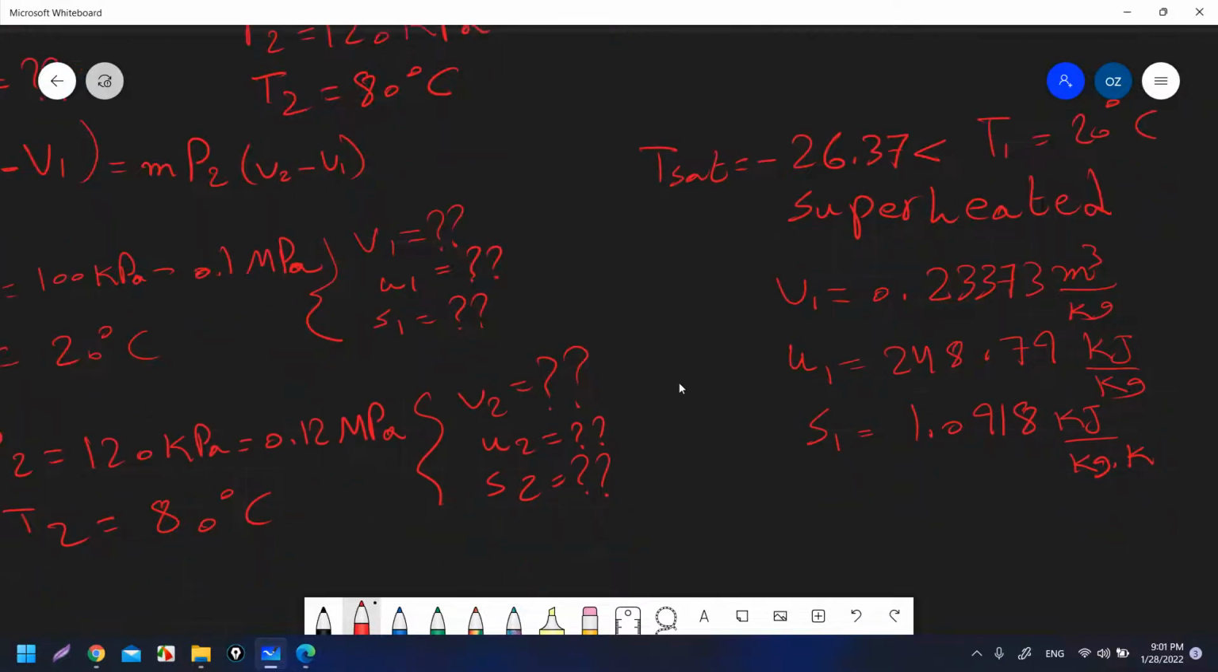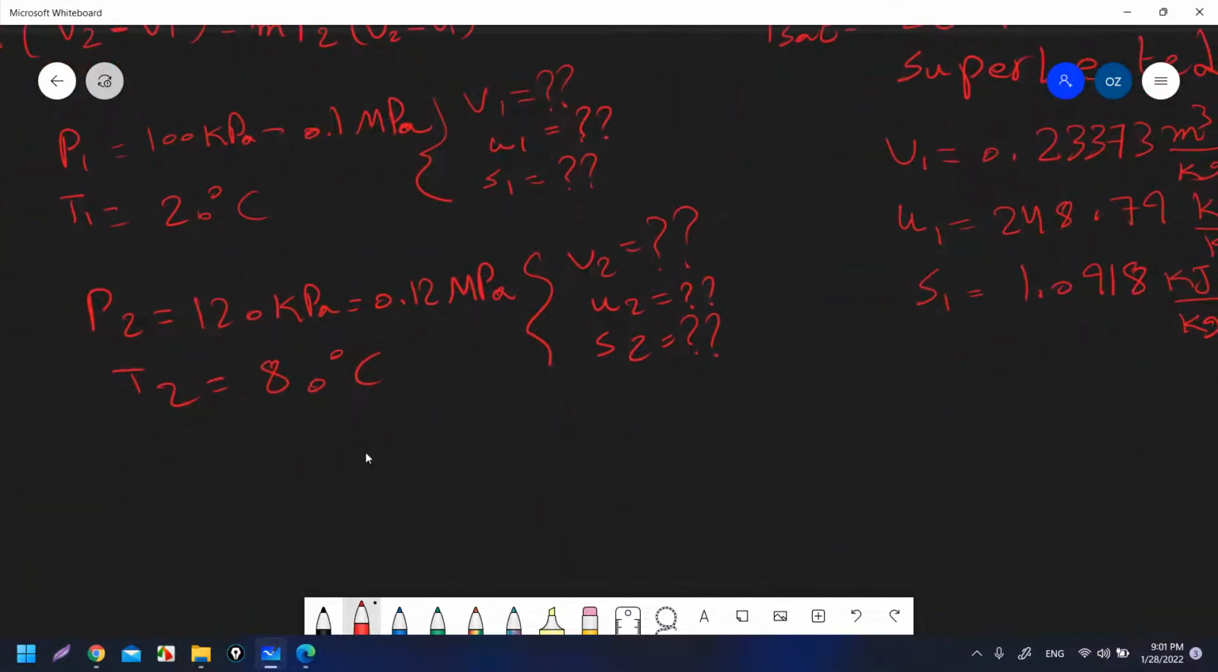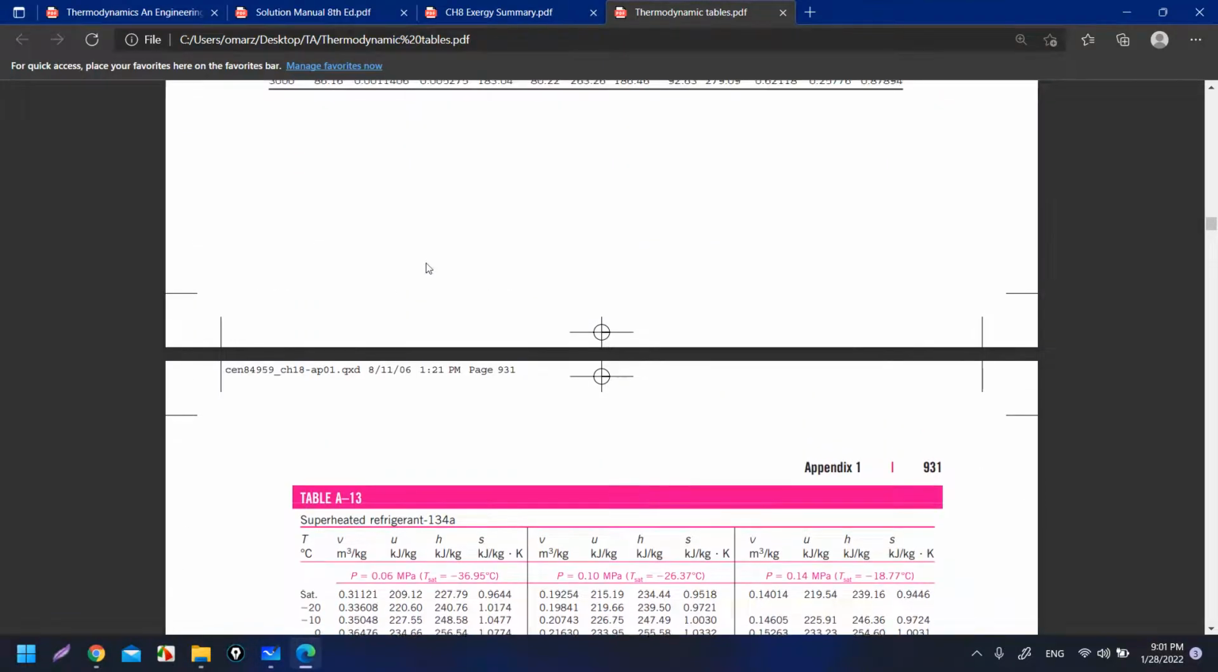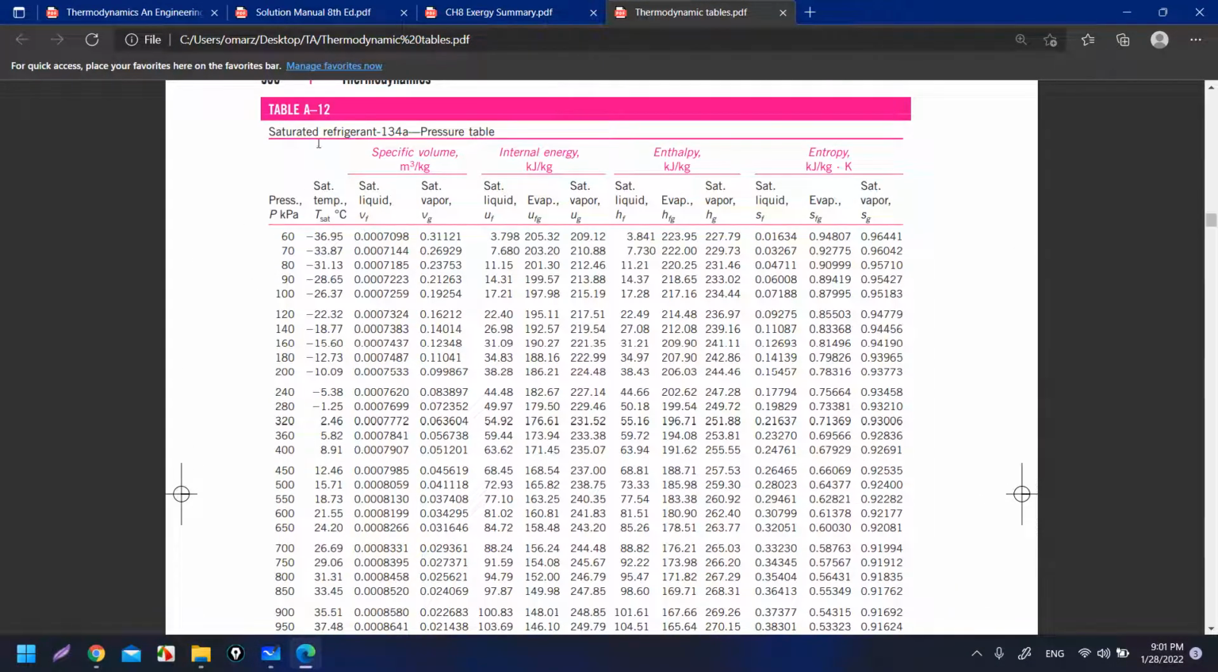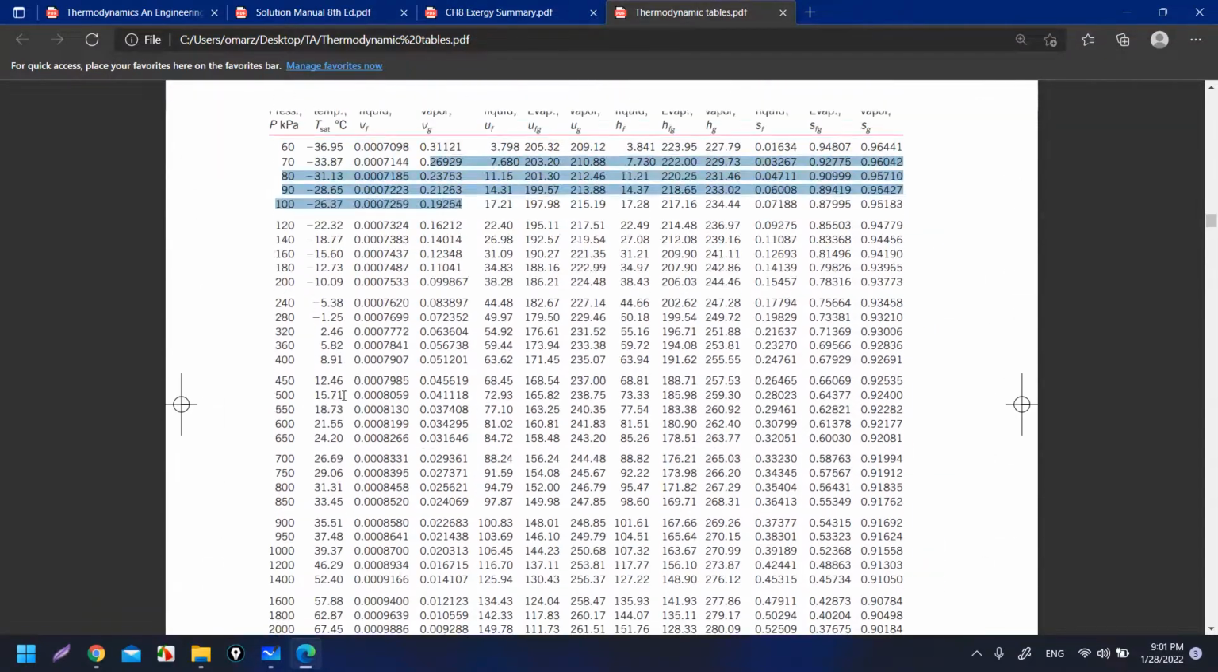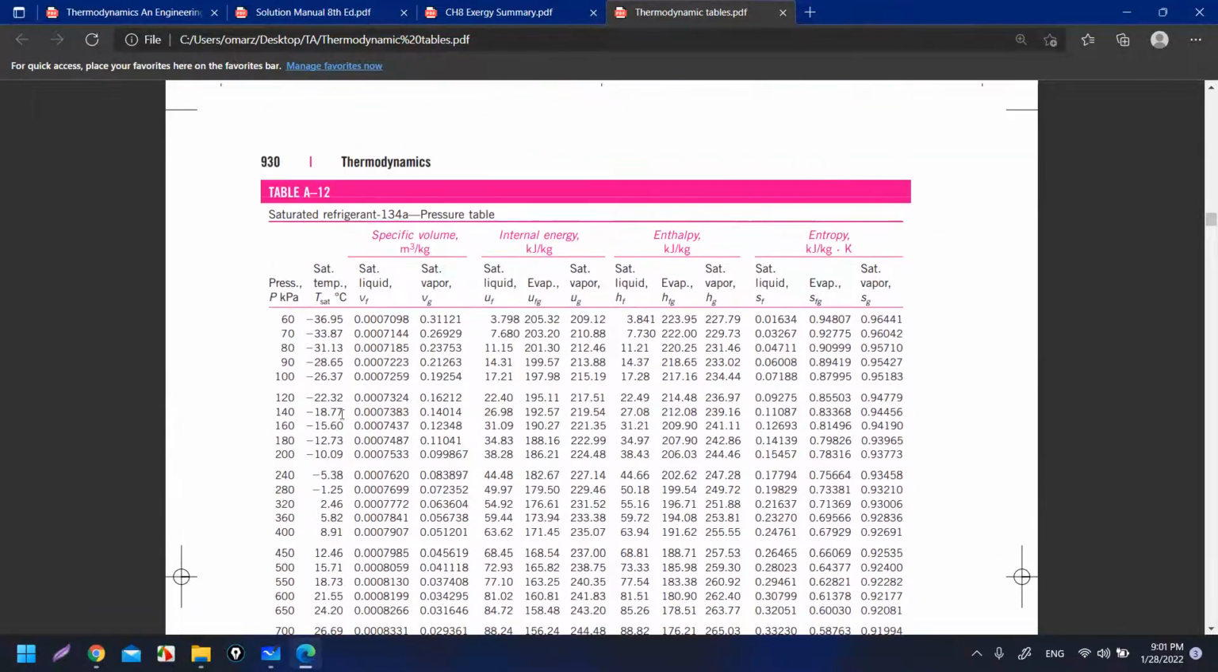Okay, for state 2, I will go to 120 kilopascal at table A12. You always go with table A12 if you have the pressure. Then you will see. I will get the value from here if it is a mixture, or I should go to the superheated. And if it is subcooled, you will usually assume it is a saturated liquid and use every property in the liquid state, in the F fluid.